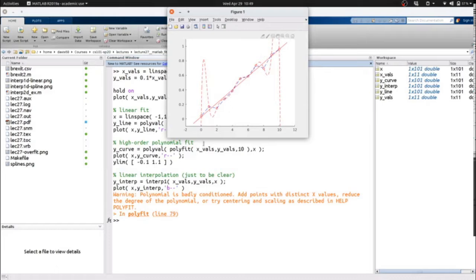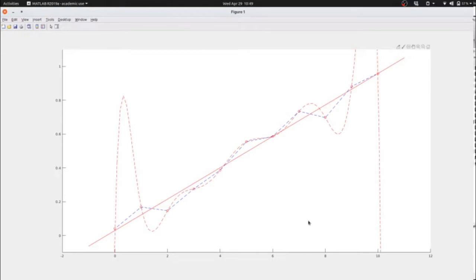For instance here, you'll see MATLAB has already given me a warning that my polynomial is badly conditioned. So what that means here is I've modeled a few different pieces. I have my red circles joined by the blue straight lines. The blue straight lines would be linear interpolation. I have a red line running straight through everything, which is my linear fit. And then I have this high order polynomial that's wobbling up and down.